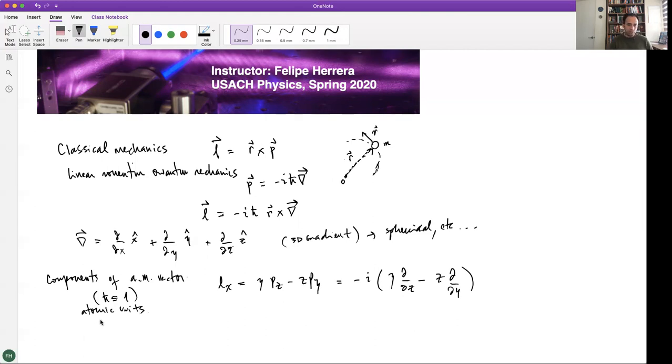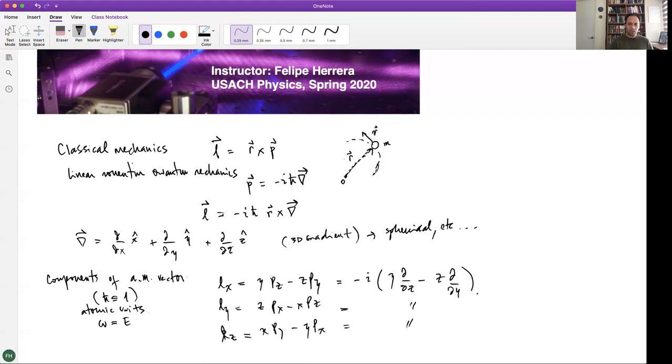So in atomic units, we have that, for instance, the angular frequency is equal to the energy, for example. Now, of course, we can write down similar expressions for all components. Let's say for y, we have z px minus x pz. And then for Lz, we have x py minus y px. And we can write down explicit expressions when we plug in the derivatives along different coordinates.